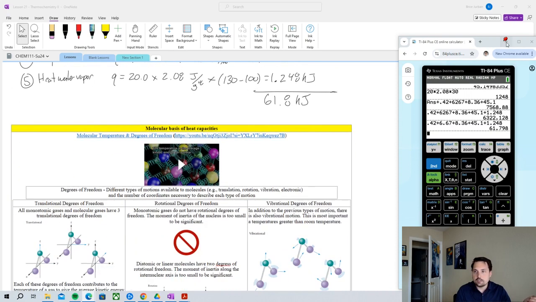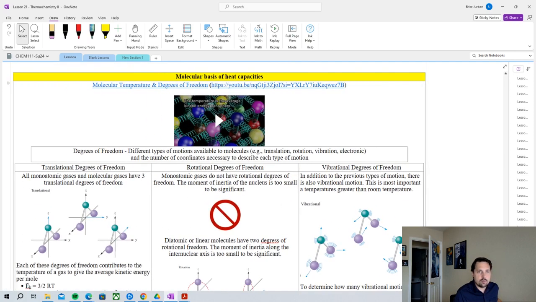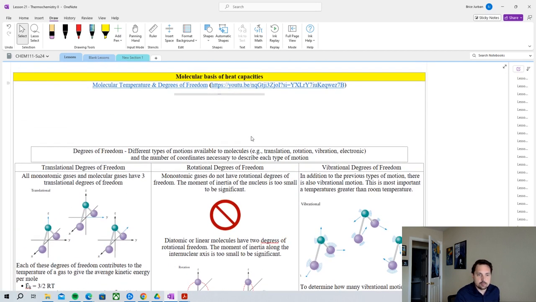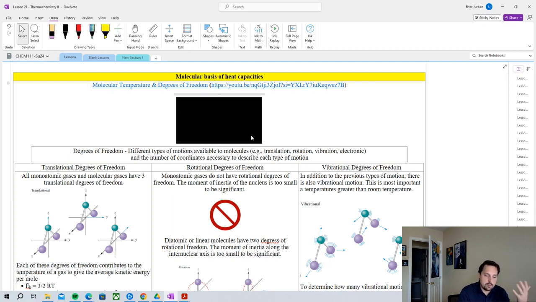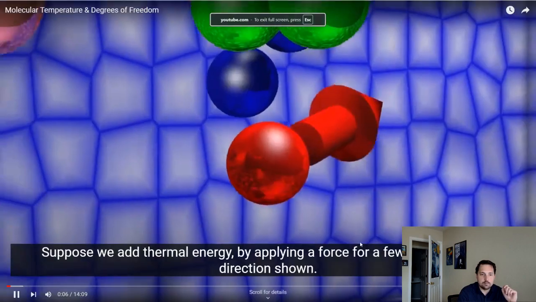Okay, so the last part of the lesson is something I'm going to keep fairly short. It's just the idea that the heat capacity of a substance is dependent upon some physical properties of that substance. And when we're looking at how a molecule behaves, it's not a static molecule. It's actually constantly in motion. And this video here is really good.